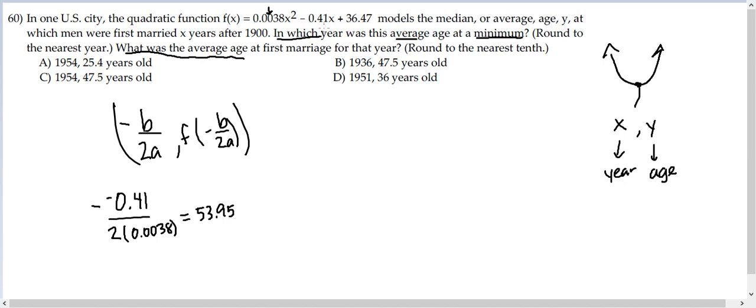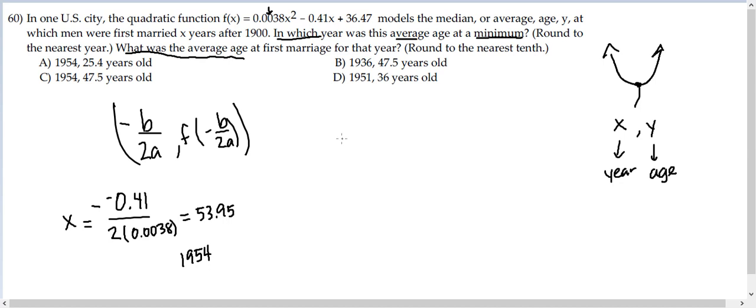Now, what does that mean? In which year was this average age at a minimum? This is x years after 1900. So this x value of 53.95 is the number of years after 1900. That's almost 54, so we would say 1954.